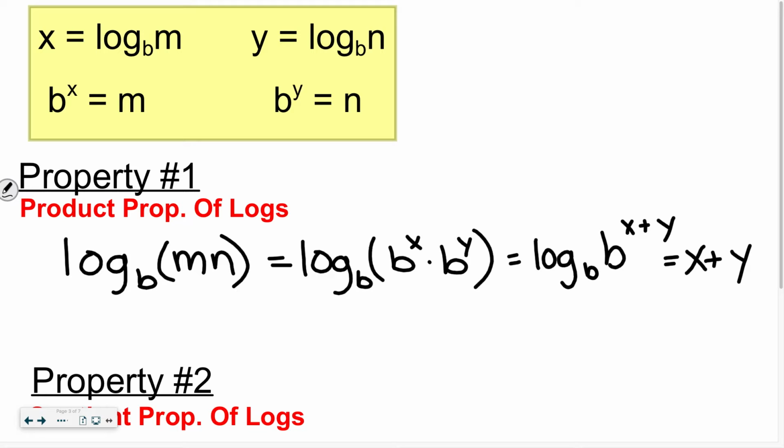And remember, the exponents are really just the logs. So if I make another substitution, if I substitute in for x, that's the log base b of m plus y, which is the log base b of n. So I'm just making a substitution at the end to put it back into log form. Okay. So this says that's equal to the log base b of m plus the log base b of n. Isn't that what you wrote as your property or your rule? Yes.